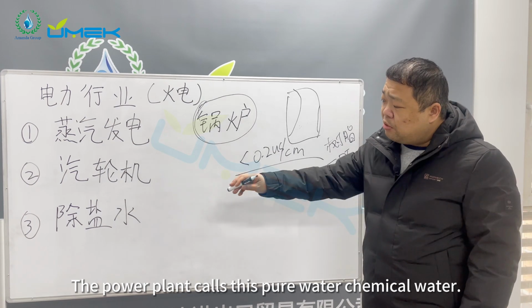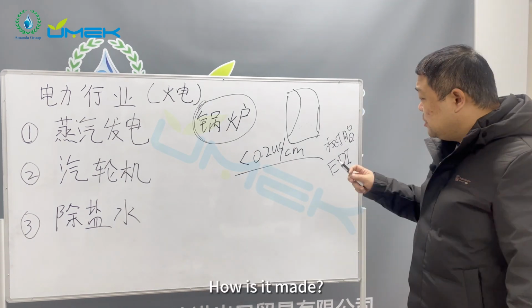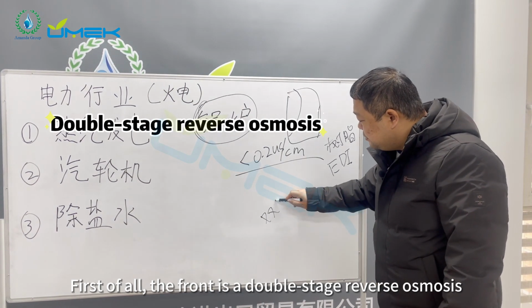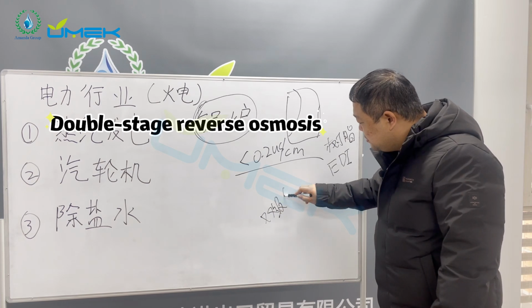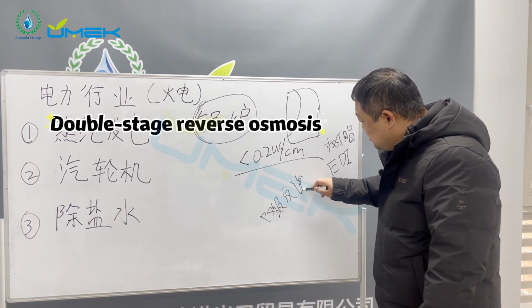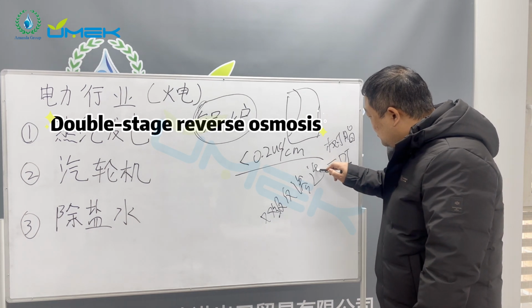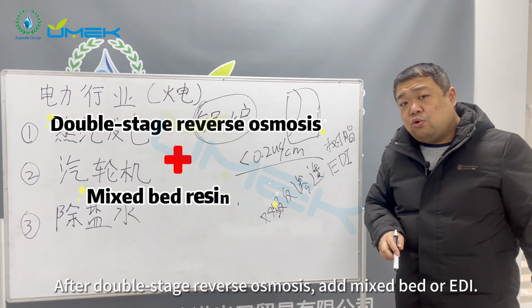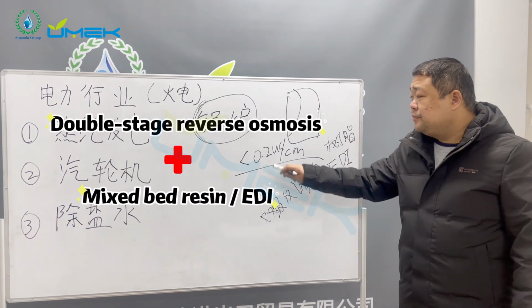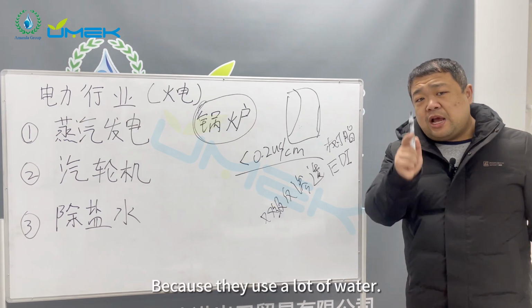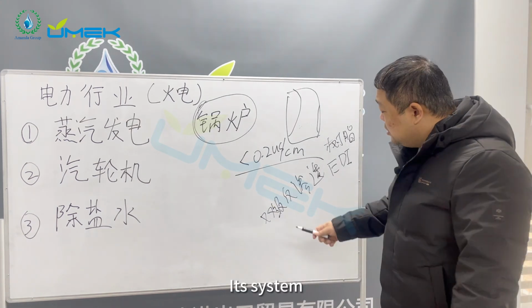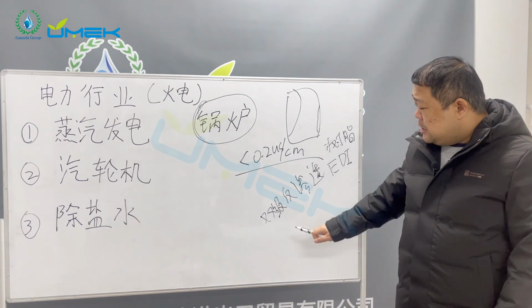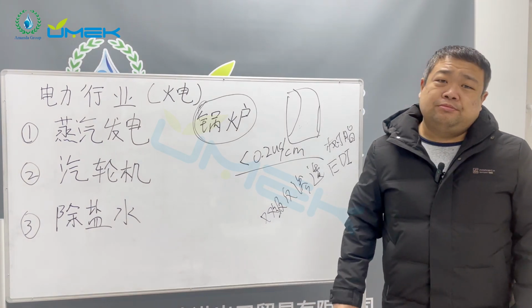The power plant calls this pure water chemical water. How is it made? First of all, the front is a double-stage reverse osmosis. And after double-stage reverse osmosis, add a mixed bed or ED. It can achieve this target because they use a lot of water. Its system usually handles a few hundred cubic meters per hour. So power plants are big users.